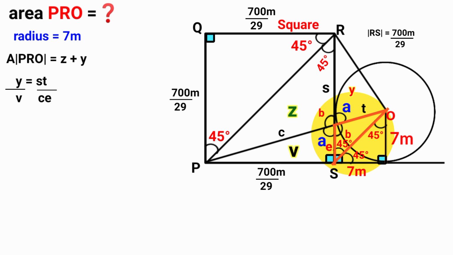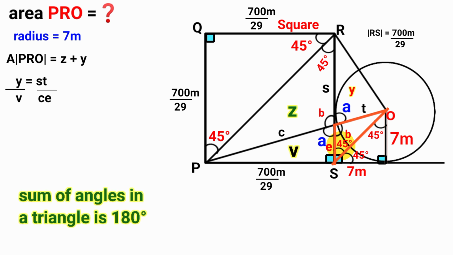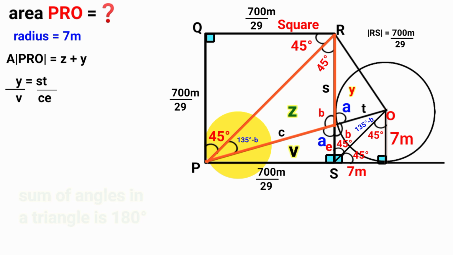Look at this triangle. We have the size of this angle to be B and this 45 degrees. Based on the rule that the summation of angles in a triangle is 180 degrees, this must be 180 minus 45 degrees minus B, which is 135 degrees minus B. Look at this triangle also. Since this is 45 degrees and this is B, this must be 180 degrees minus 45 degrees minus B, which is 135 degrees minus B.